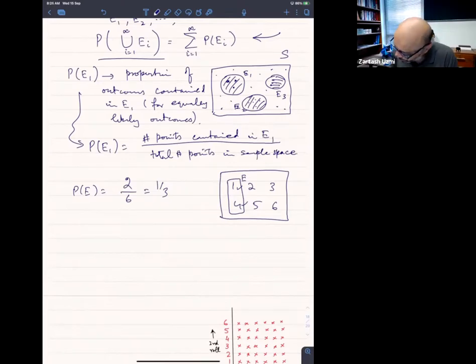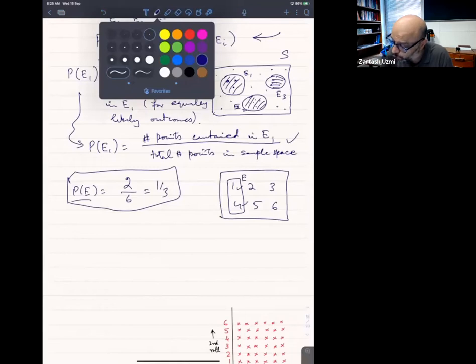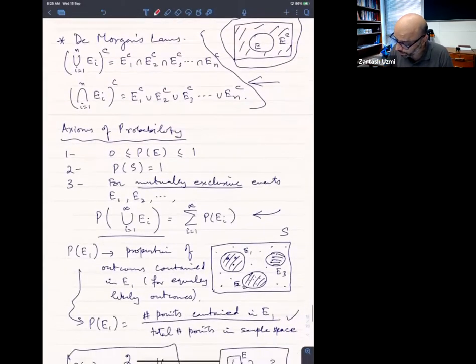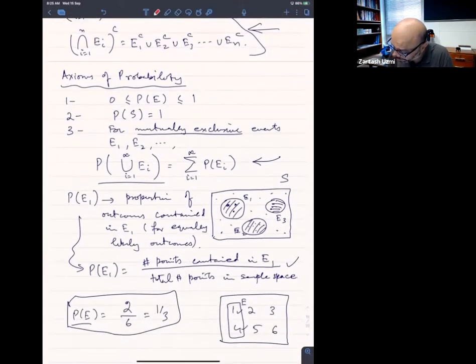Now, how did we come up with this expression? Probability of E is the number of points contained in E divided by the total number of points in the sample space. The answer is very simple. We use the axioms of probability. What do the axioms say? They say that for mutually exclusive events, the probability of their union is the sum of the individual probabilities.